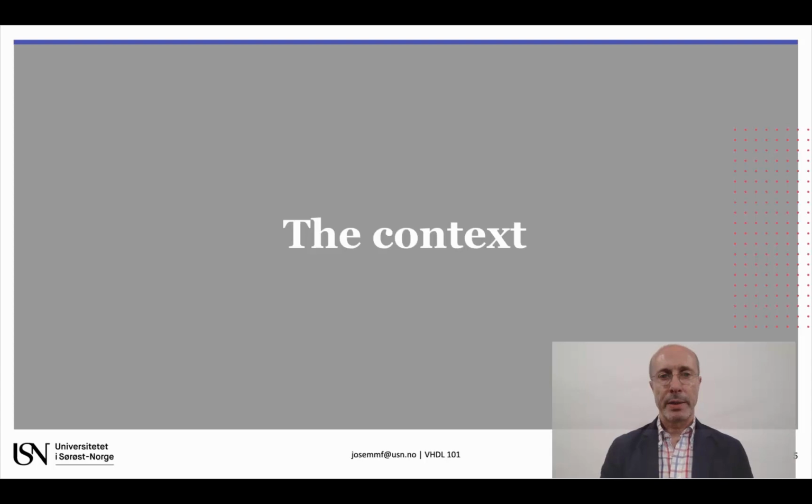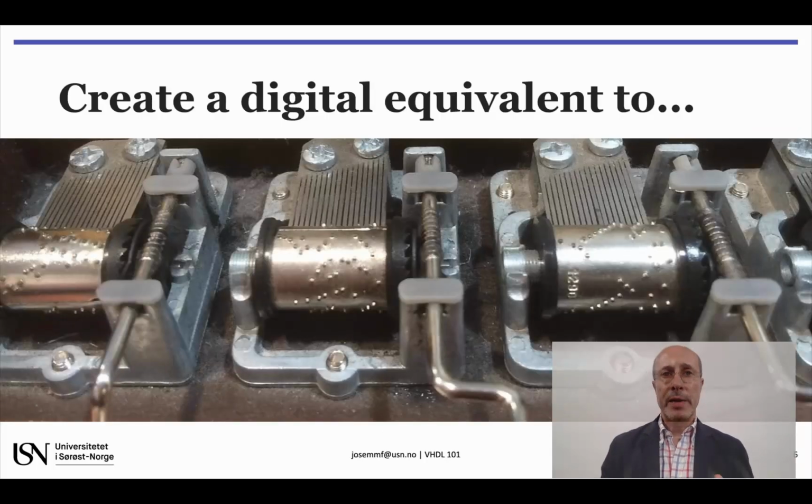Let's start with the context. What you are being asked to develop is a digital equivalent to the type of devices illustrated in this slide. You may notice that there is a close digital equivalent to each element comprised in a mechanical music box. The rotating drum may be created with a memory where the cells corresponding to the spike positions hold a logic 1. The lever is the memory address generator.